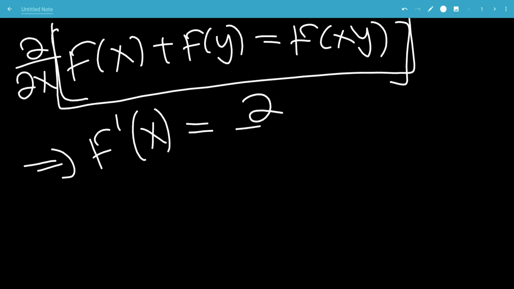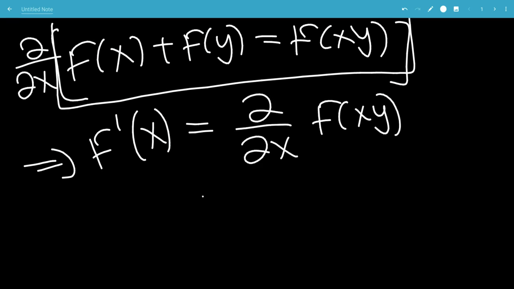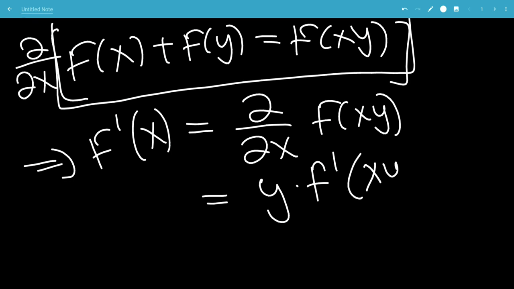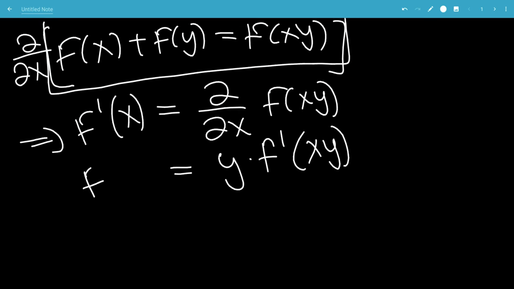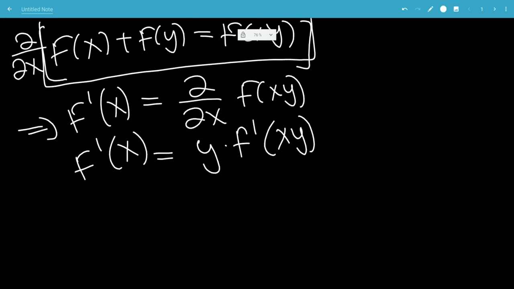This will be equal to the partial derivative with respect to x of f(xy). So you treat that y as a constant, so you bring the constant to the front, because that's the derivative of the inside with respect to x, times the derivative of f evaluated at xy. This is equal to f'(x). So you could plug in y equals 1, but that just gives you f'(x) equals 1 times f'(x), and that's not helpful.